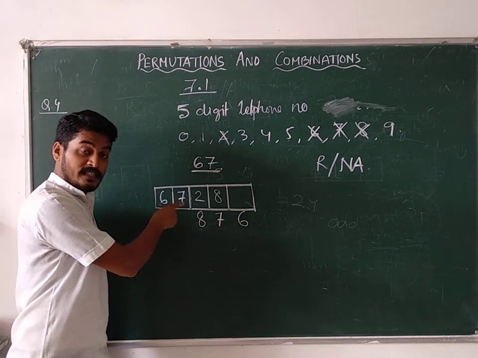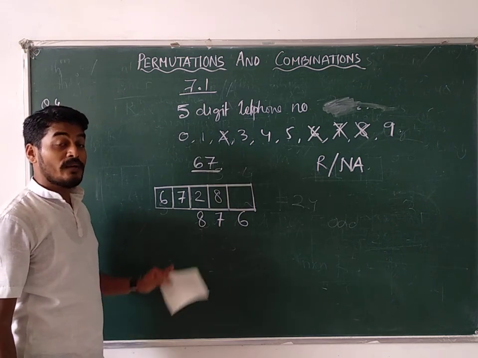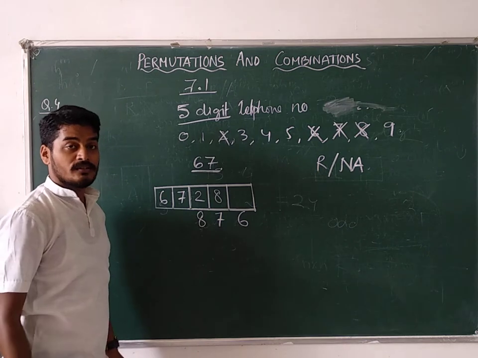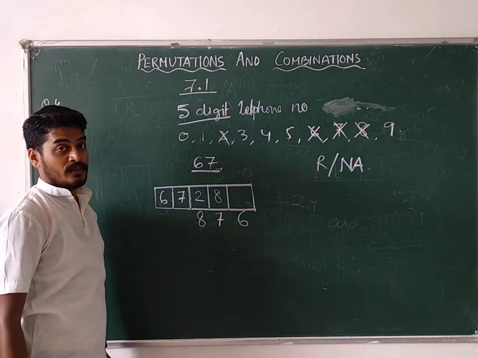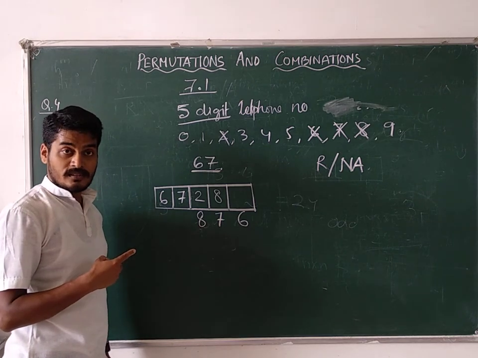You have 6 able, you have 7 able. So what is the total number of ways to fill up? That is to have a 5-digit telephone number. All those places should be filled up. So it is compulsory for us to fill up all those places.